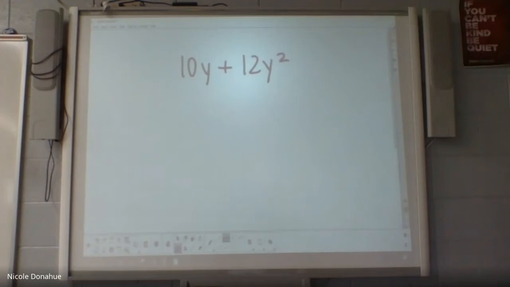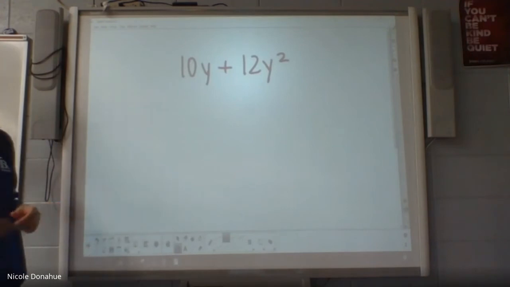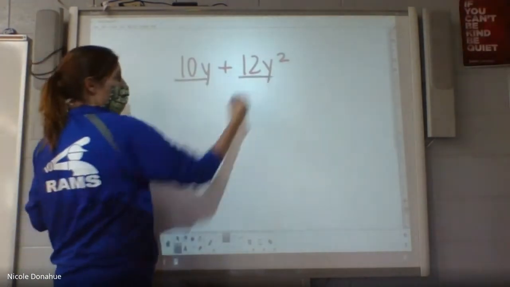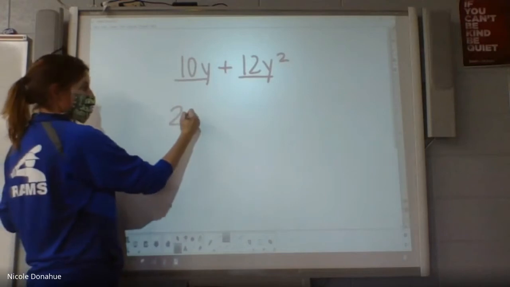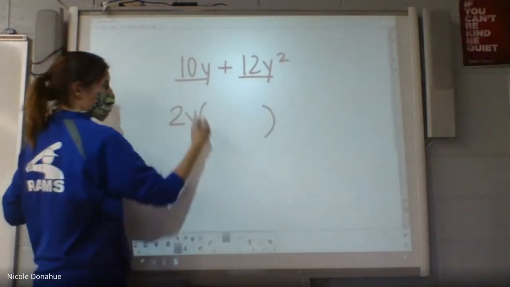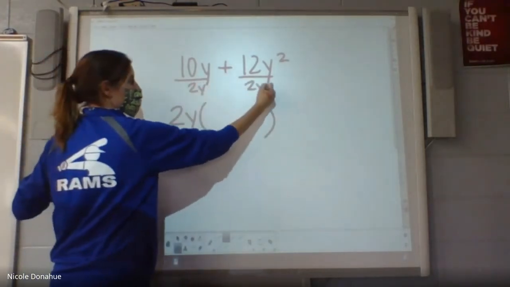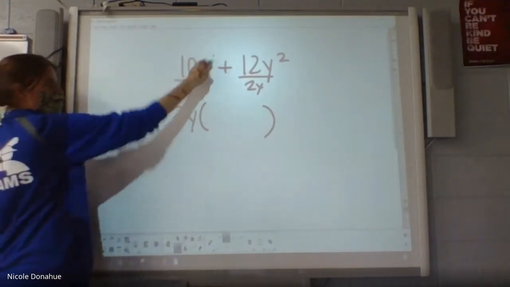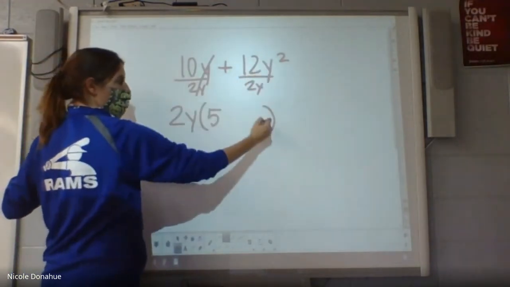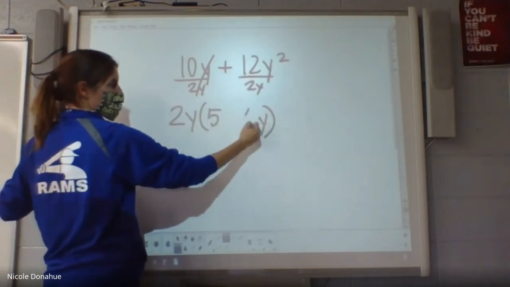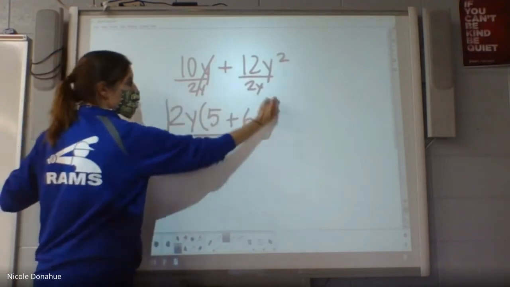Hey guys. So in this case, why are you using numbers that aren't divisible? You want it to be whole numbers. So out of these two, I can take out a 2. So I'm going to divide a 2y out, and what I'm doing is taking it out of each of these terms. So it cancels here. 10 divided by 2 is 5. It cancels one of the y's there. And 12 divided by 2 is 6. And then I'm just adding those.